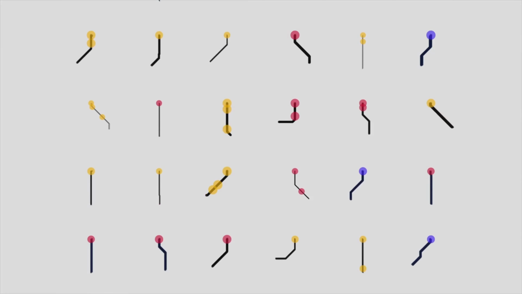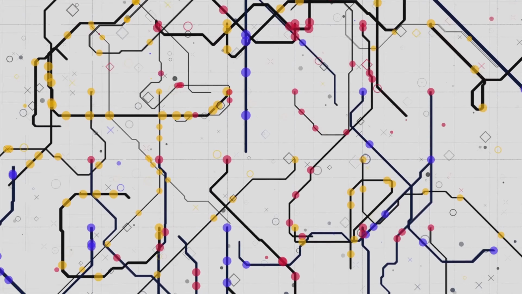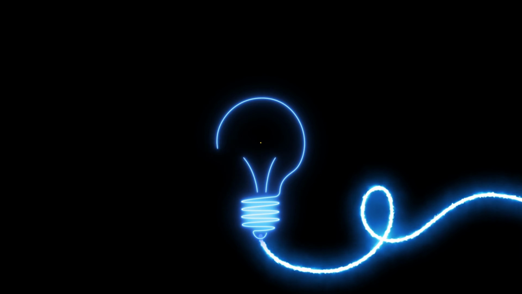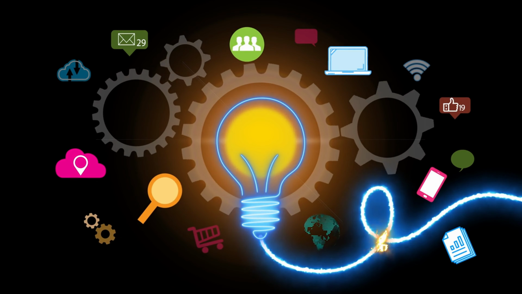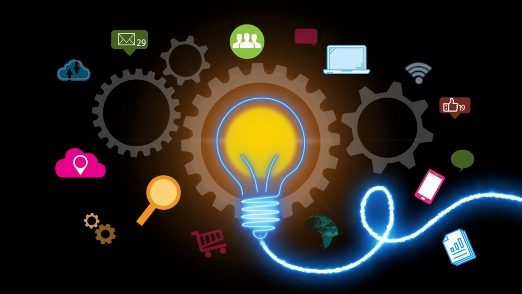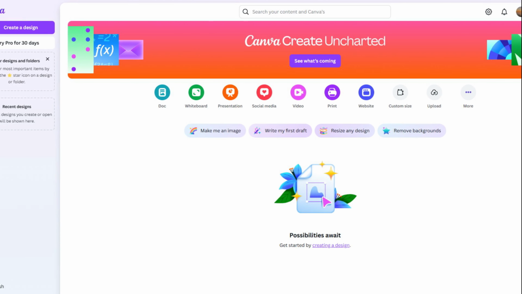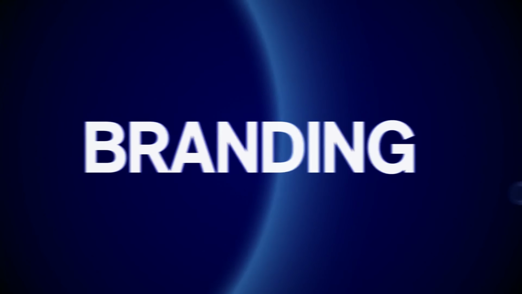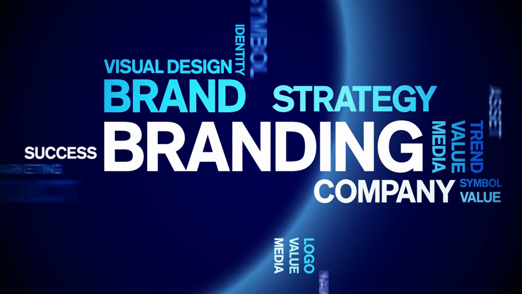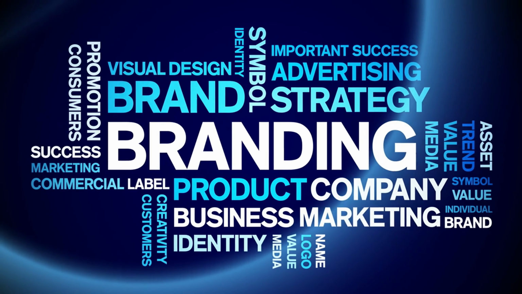Tool 4, brand kits and style sync. AI is powerful, but consistency still wins. Set up your brand colors, fonts, and logo once in Canva. Then apply it across every design, automatically. It means every post feels custom, without creating from scratch every time.